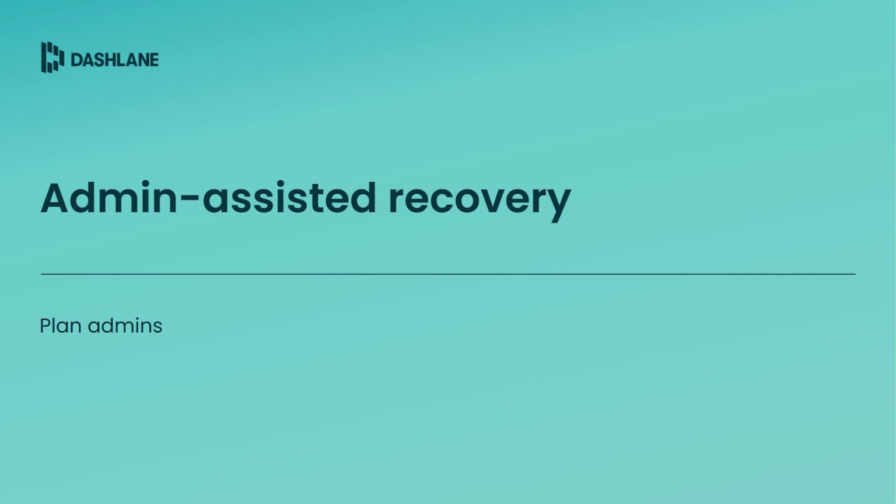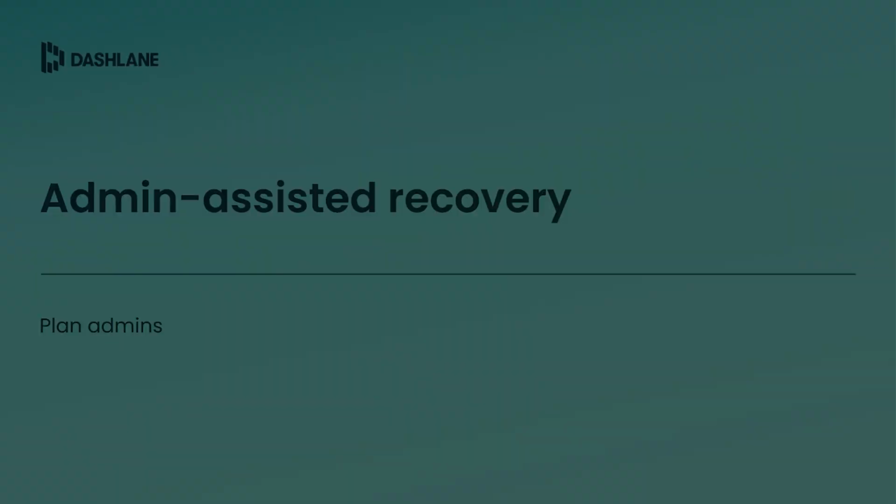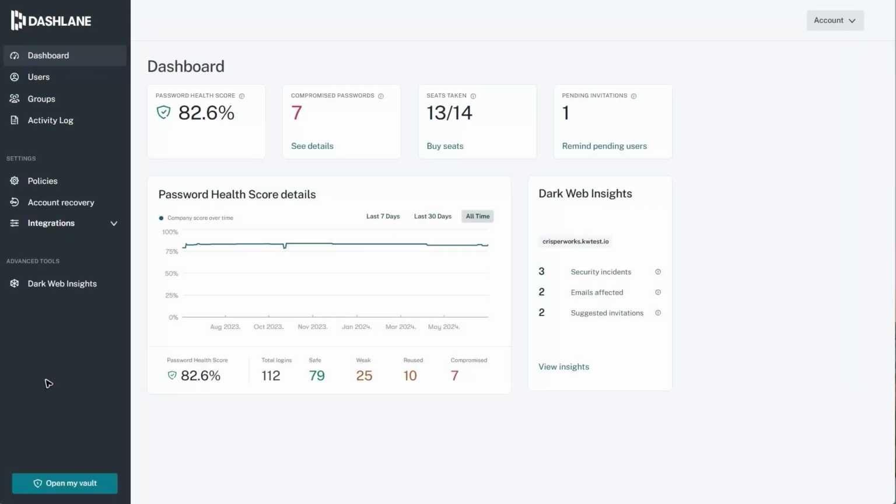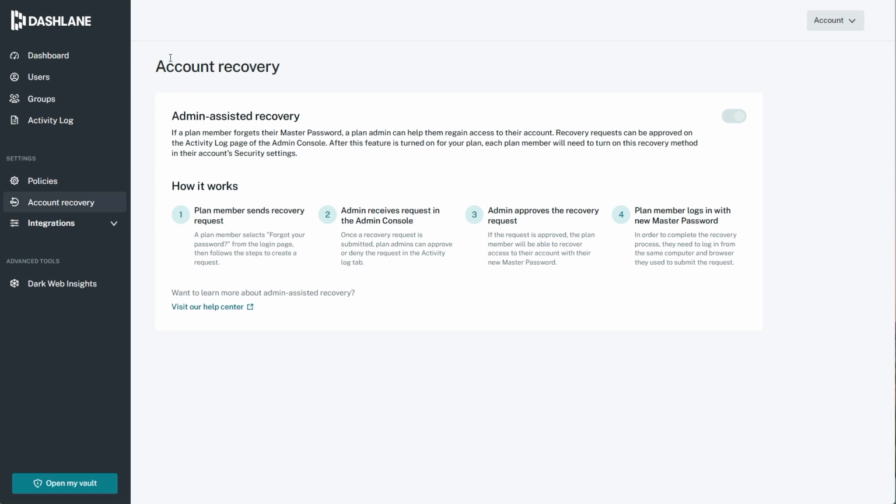Here, I'm going to present you a feature that is admin assisted recovery, where you can help your users change their master password without having to reset their vault. How can you enable this feature? On the admin portal, under settings, you have account recovery. There's an overview explaining step by step on how this feature works.